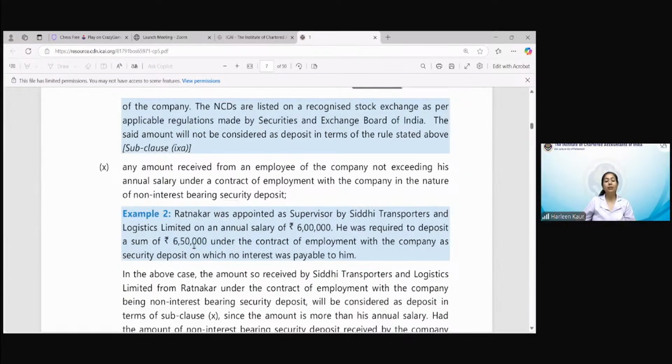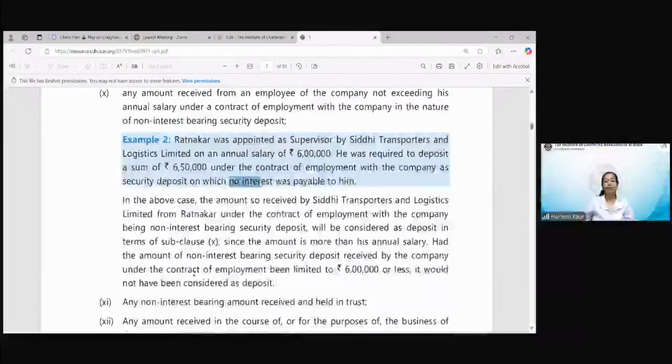6,50,000 exceeding the annual salary. No interest bearing, that point is clear. But here, since it has exceeded the annual salary, which is more than his annual salary, therefore, this amount will be considered as deposit. If it would have been less than 6 lakhs, then it would not have been considered as deposits.